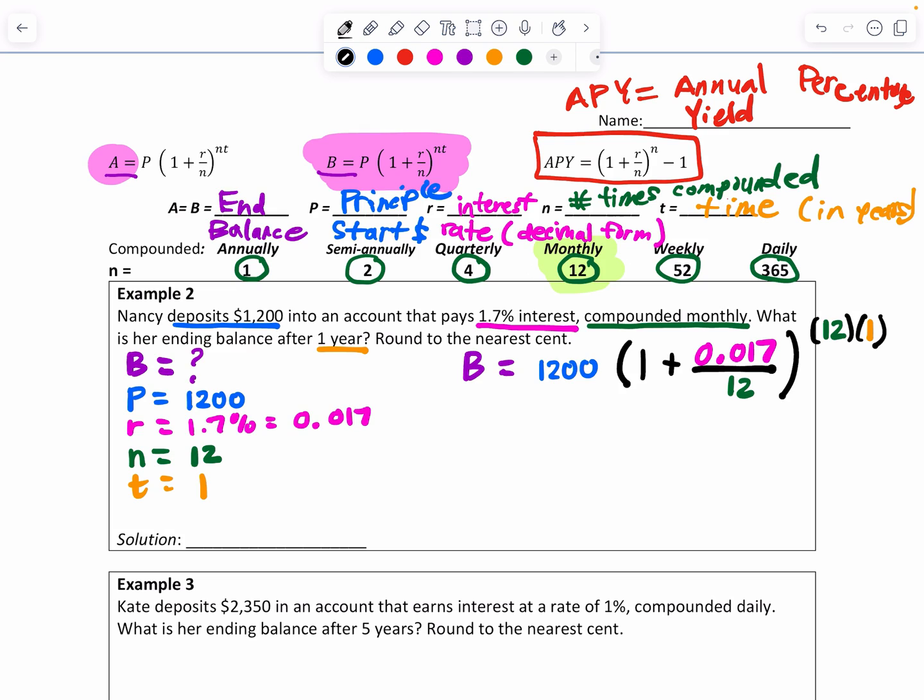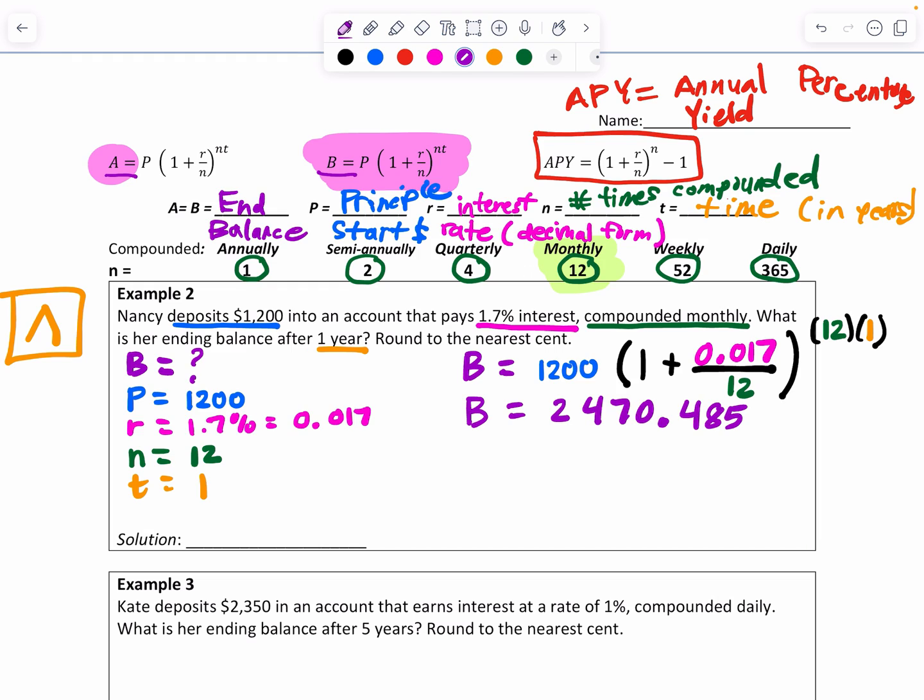So I would type 1200, parenthesis, 1 plus, fraction button, remember N over D, put 0.017 in the top, arrow down so you can get in the bottom, type 12, and then push the right arrow button, close your parenthesis, and then the exponent button. The exponent button is going to look kind of like this. That's a button on your calculator. And then you're going to type 12 times 1 and hit enter. When you do that, it should tell you 1,220.485.